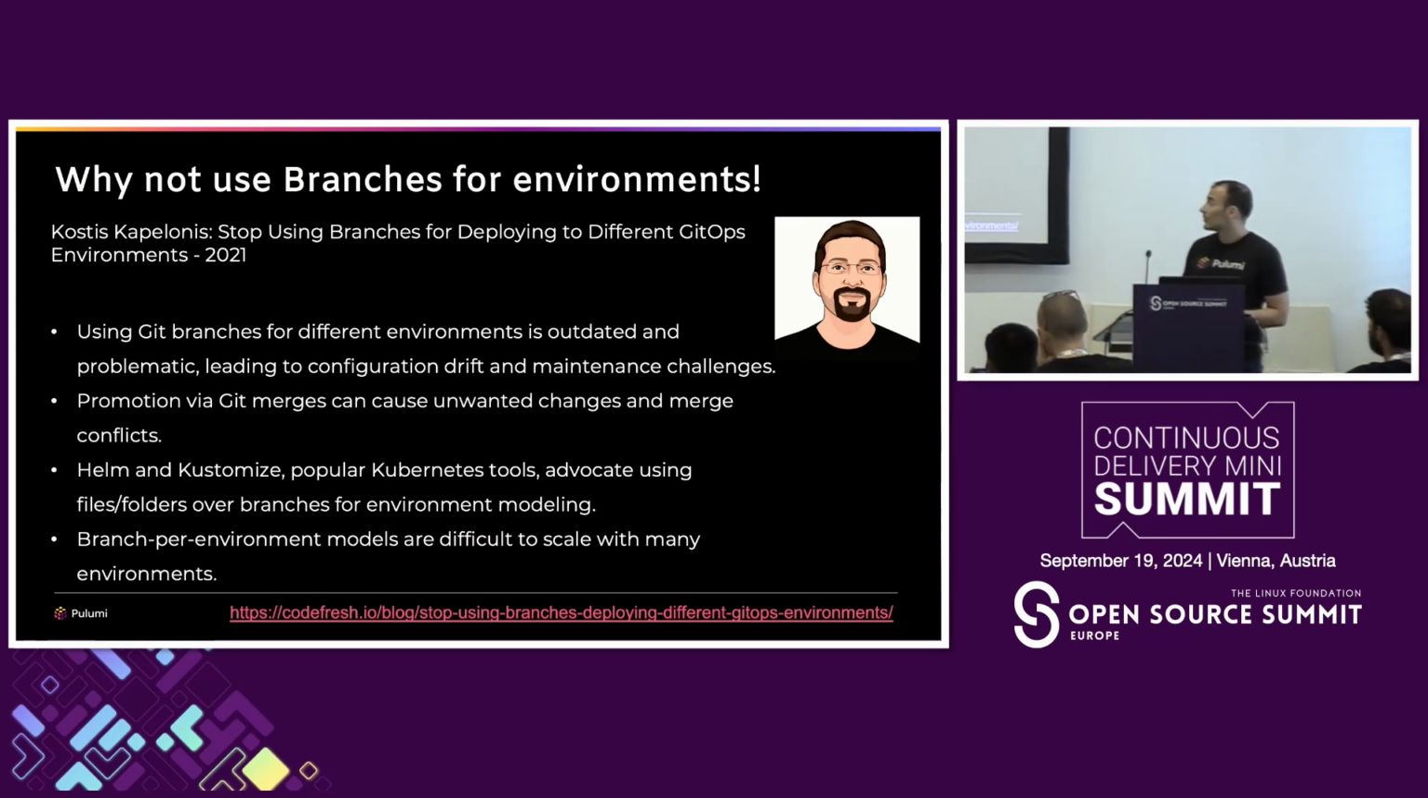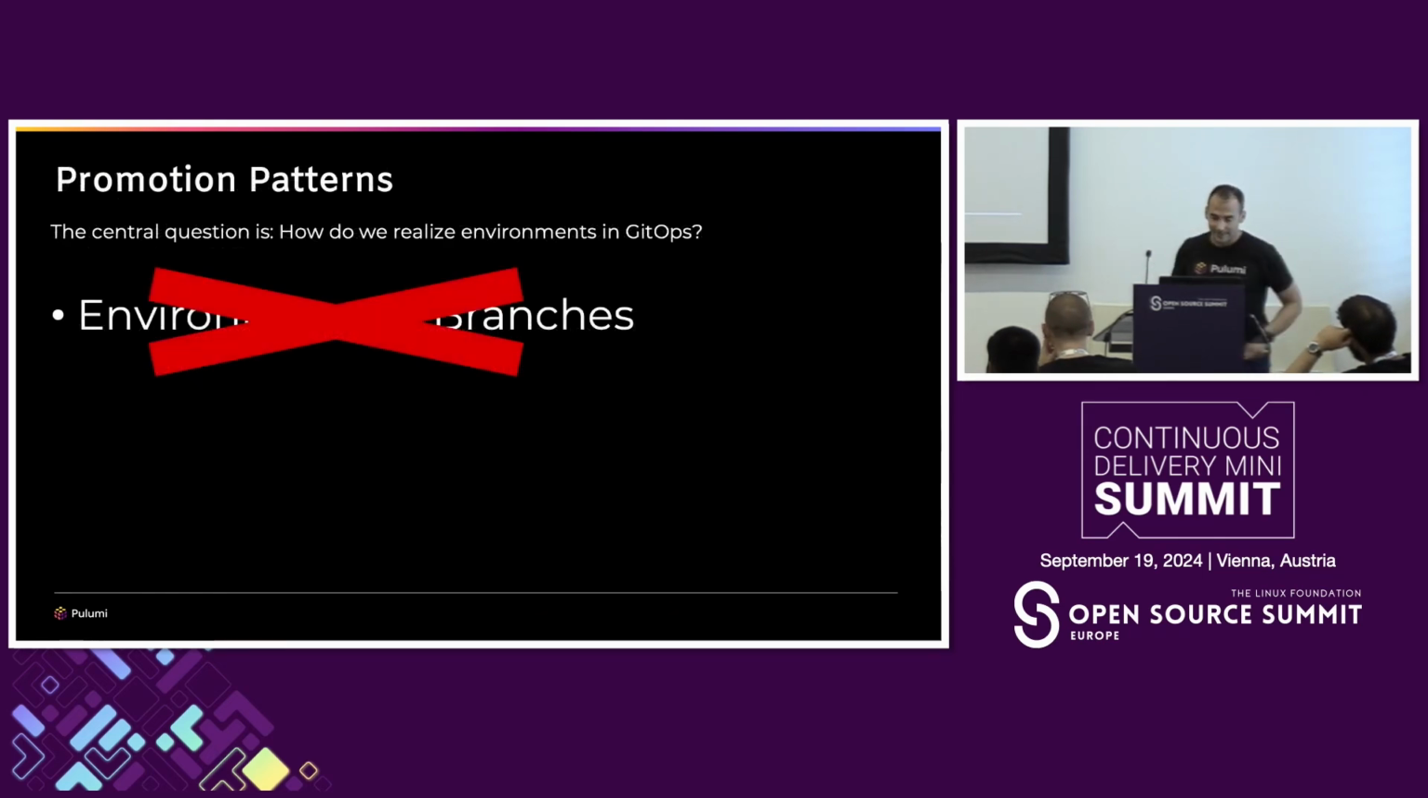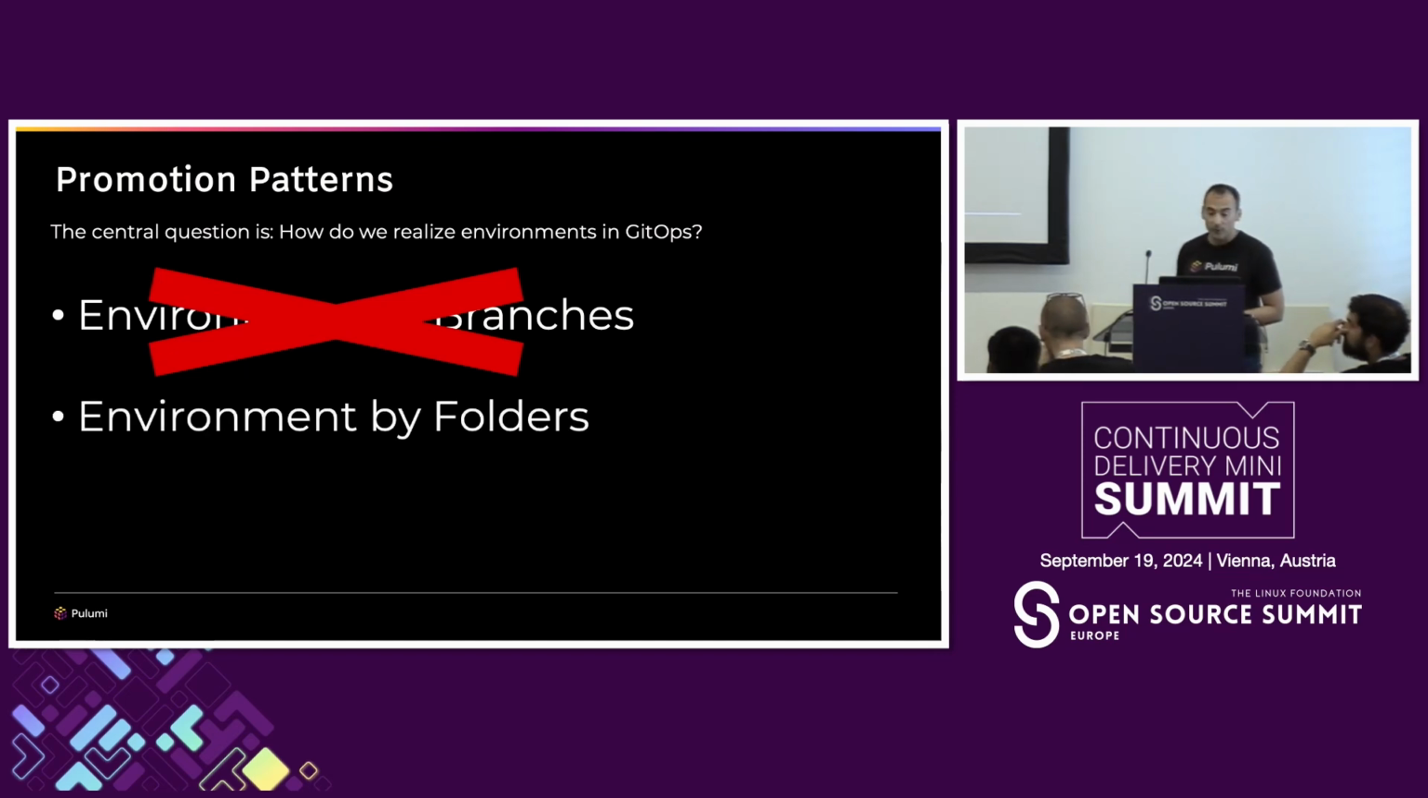Helm and Kustomize are popular Kubernetes tools advocating the usage of files and folders over branches for environment modeling. And now comes the last one. Branch-per-environment models are difficult to scale with many environments. So everything always works fine on the whiteboard when you have only 1 or 2 environments. You can handle this. But what happens if you completely go crazy with this? Then you will see that it is not a sustainable modus. We should not run environments per branch. So there's an issue with the slides. Okay, we cut this away, and now we already see, yes, environment by folders is the way to go.